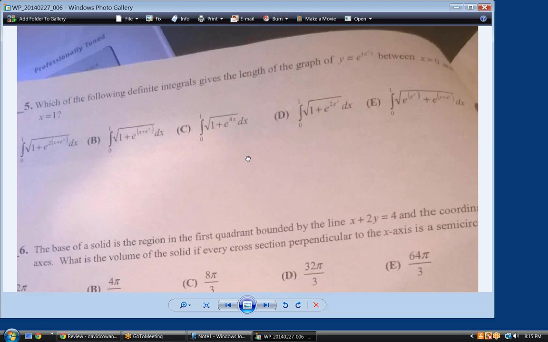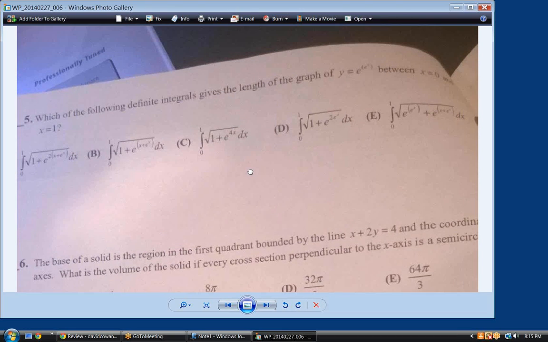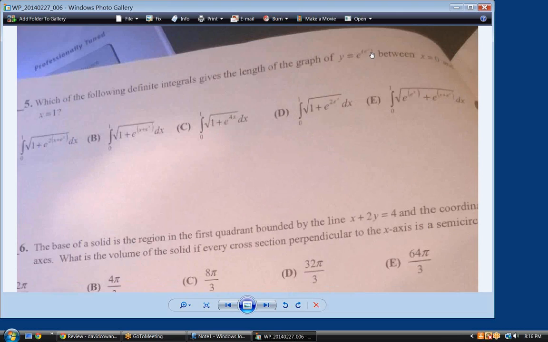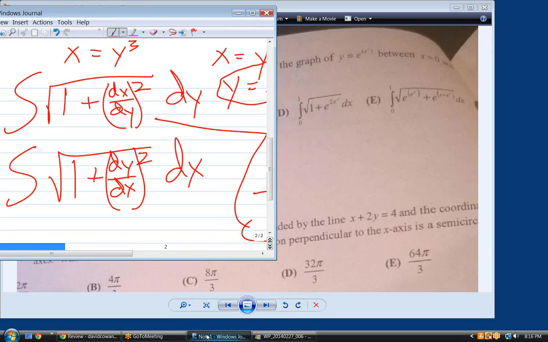Which of the following definite integrals gives the length of the graph y equals e to the e to the x between x equals 0 and x equals 1? Okay, we have a function of x. We're going from 0 to 1, so it's going to have a dx in it, as all these do. So all we have to do is figure out what dy/dx is and square it.